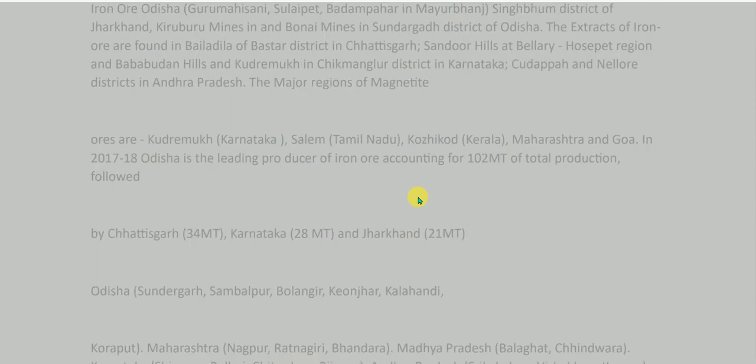Iron ore. Odisha, Gurumahisani, Sulaipet, Badampahar in Mayurbhanj, Singhbhum district of Jharkhand, Kiriburu mines and Bonai mines in Sundargarh district of Odisha. The extracts of iron ore are found in Bailadila of Bastar district in Chhattisgarh, Sandur Hills at Bellary, Hospet region and Baba Budan Hills and Kudremukh in Chikmagalur district in Karnataka, Kudapah and Nellore districts in Andhra Pradesh. The major regions of magnetite ores are Kudremukh, Karnataka, Salem, Tamil Nadu, Kozhikode, Kerala, Maharashtra and Goa.